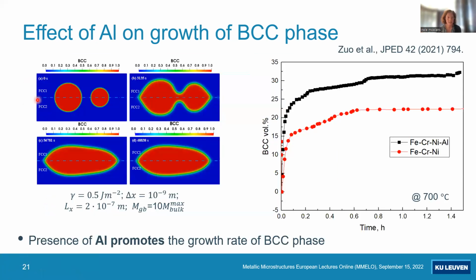And then we initiate the system with two nuclei, two small precipitates on an FCC grain boundary, because that's also what we see in the experiments, that the BCC phase grows on FCC grain boundaries. And then we let these precipitates grow. And we do that for both systems, and we compare then the volume fraction of the BCC phase in both cases. And what we clearly see is that in the system with aluminium, the BCC phase is promoted. So finally, we have more BCC, and the growth is also going faster.